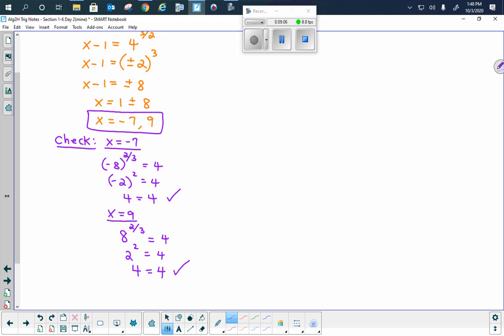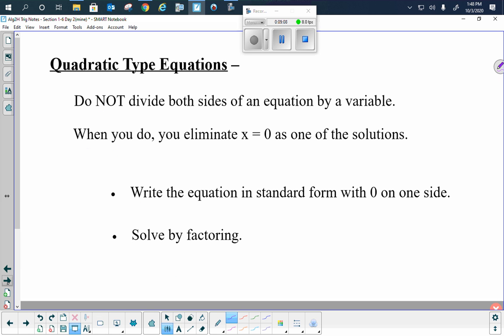All right, next, let's talk about quadratic type equations. Review those and kind of hit those hard a little bit. So the one big thing, guys, is remember, do not divide both sides of an equation by a variable. When you do, you eliminate x equals 0 as one of your possibilities, as one of your solutions. So always think, instead of dividing through by a variable, keeping that variable, writing the equation in standard form with 0 on one side, and then solve by factoring.